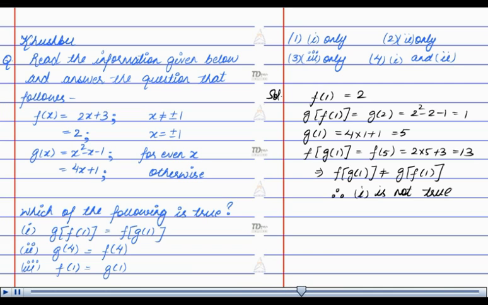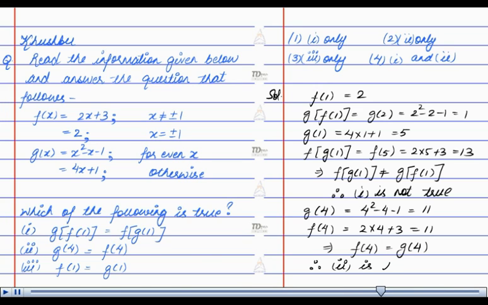Next, we calculate g(4), which comes out to be 4² - 4 - 1, that is 11. f(4) comes out to be 2 into 4 plus 3, that is 11, which implies that f(4) is equal to g(4). Therefore, second statement is true.